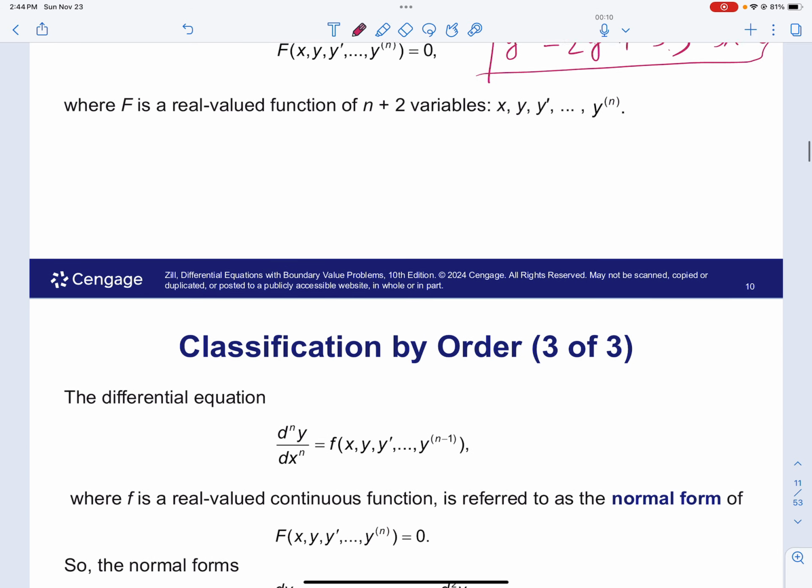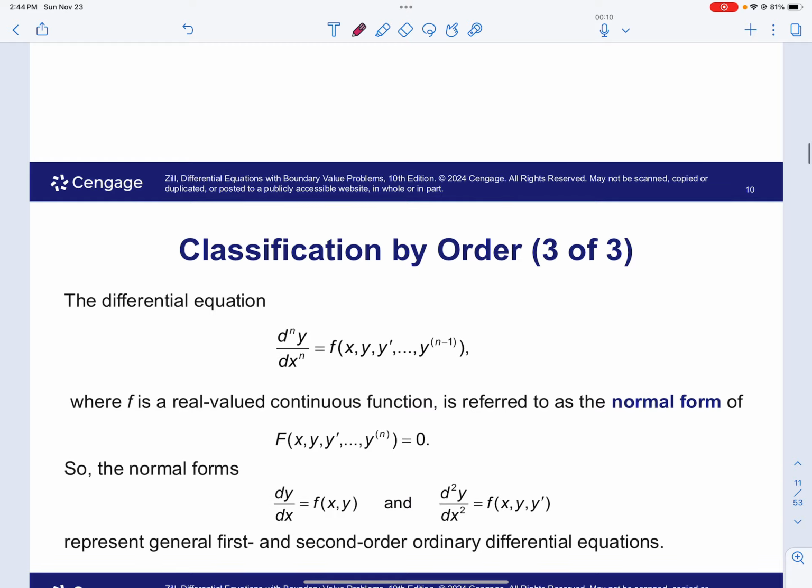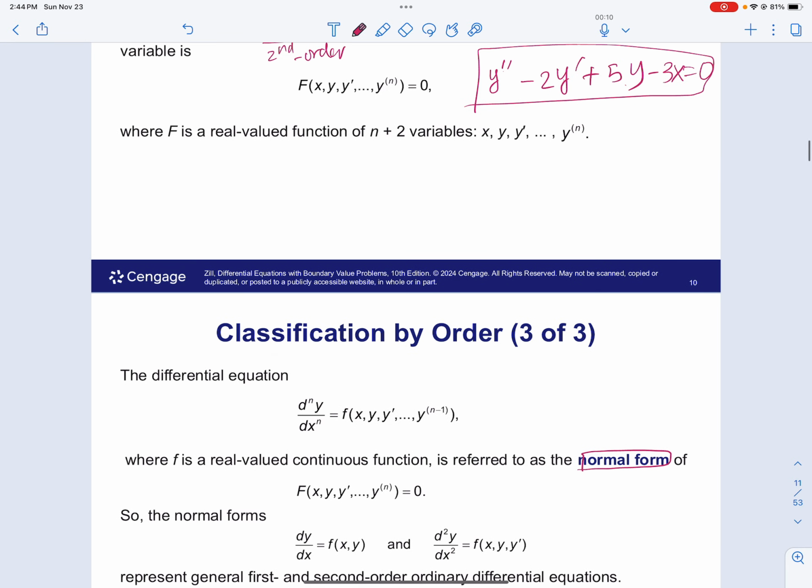The next form that we wanted to talk about is called the normal form. What is the difference between the general form and the normal form? The general form is everything put together, one side a bunch of terms, and the right side is 0. For the normal form, we wanted to isolate the highest order on one side and put everything on the other side. Are you with me? This is the general form here. So what will be the normal form for the top equation?